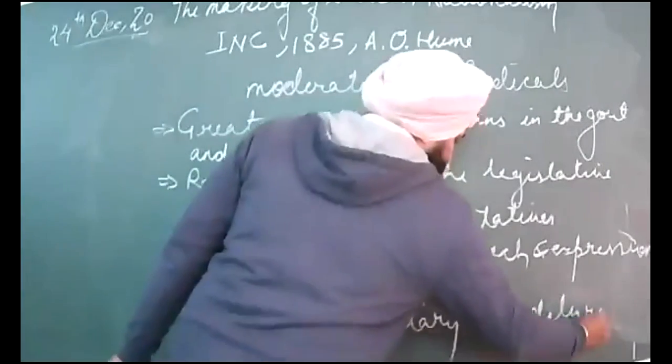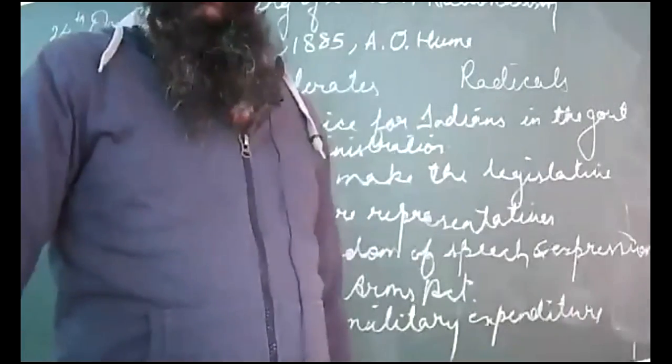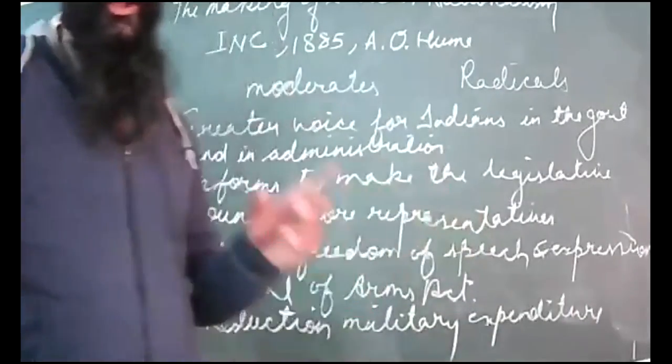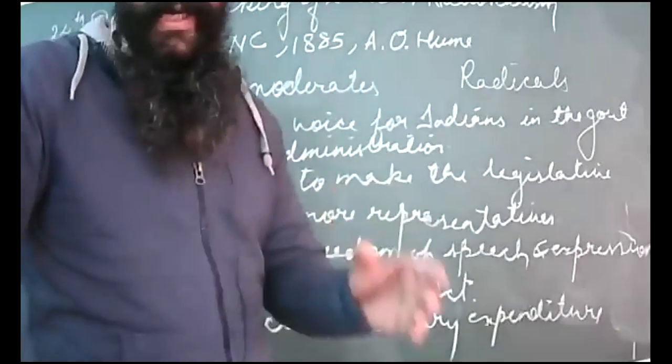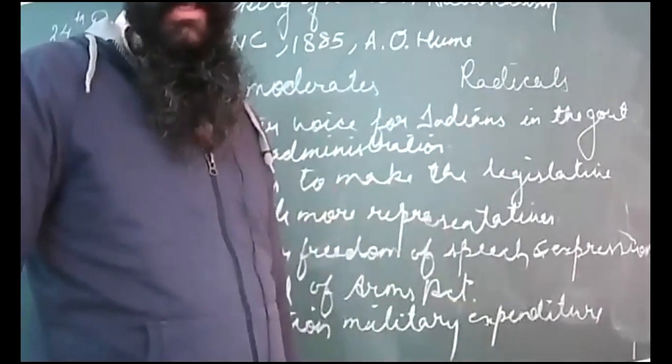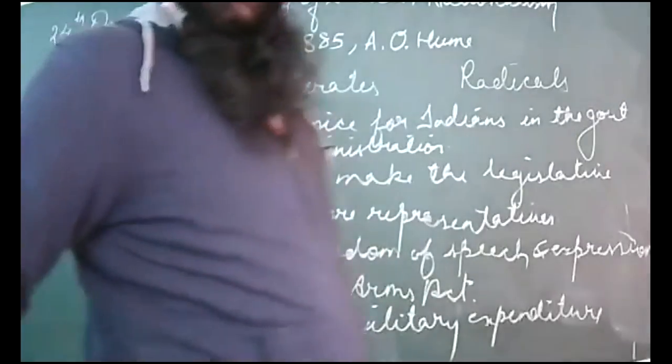At that time, the British government was spending lots of money to maintain the army. Such money should be used for the growth of infrastructure, to provide irrigation facilities to the farmers. These were the demands of the moderates. But the Britishers did not allow any of these demands.